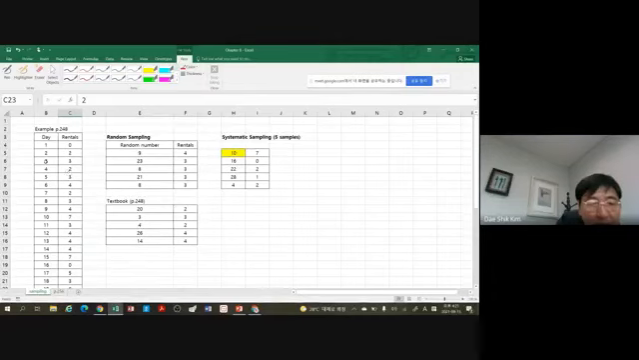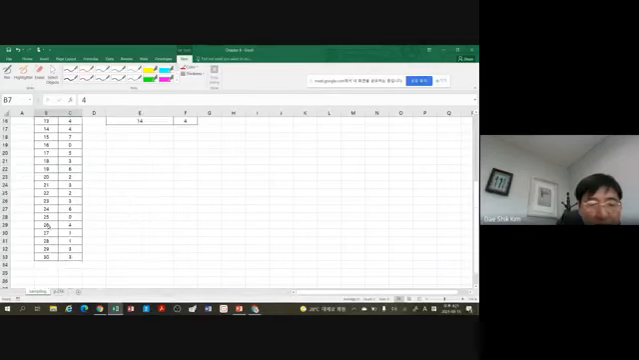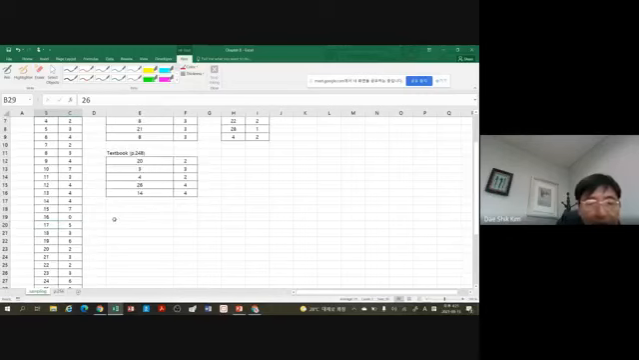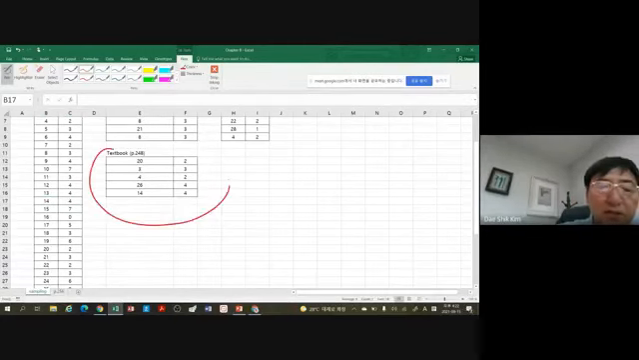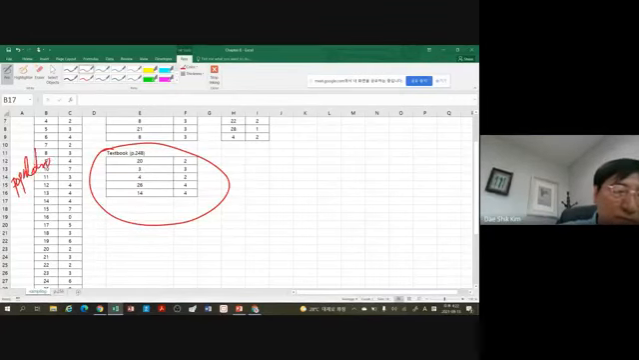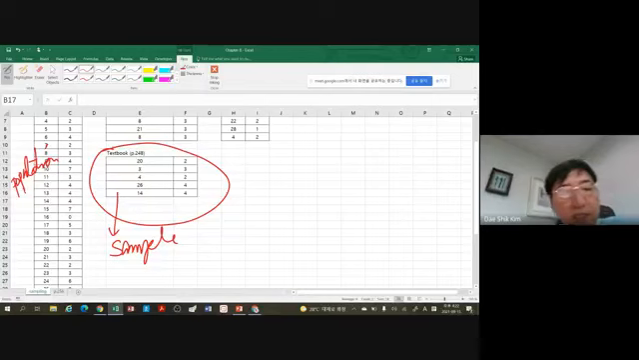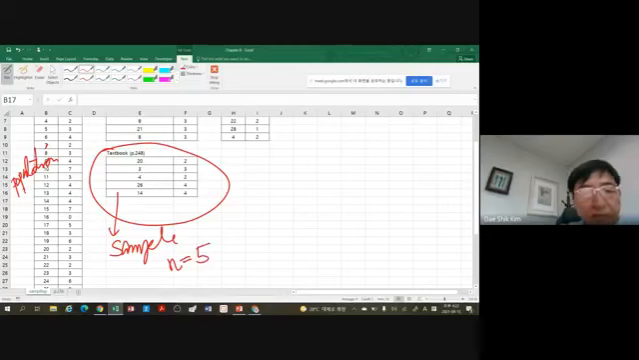Day 3 is 3 rooms. Day 4, 2 rooms. Day 26, 4 rooms. Okay, day 14, 4 rooms. They want to create a random sample like that. Do you understand? This is a population. This is our sample, because we cannot test all of them. Sample size n equals 5. Population size capital N equals 30. You need to understand this one.